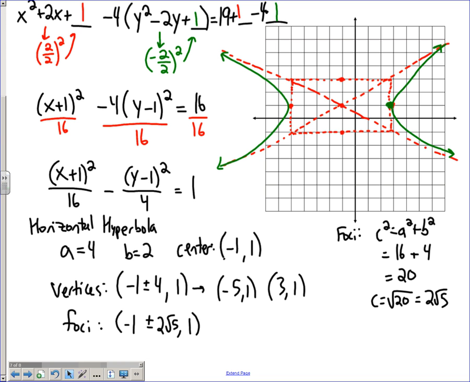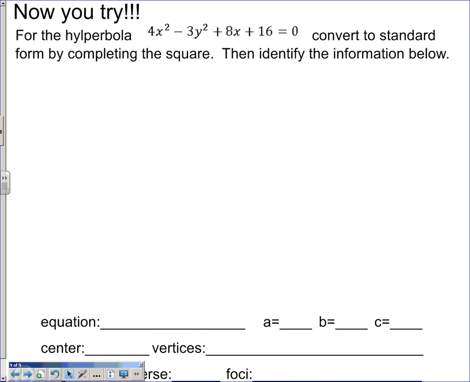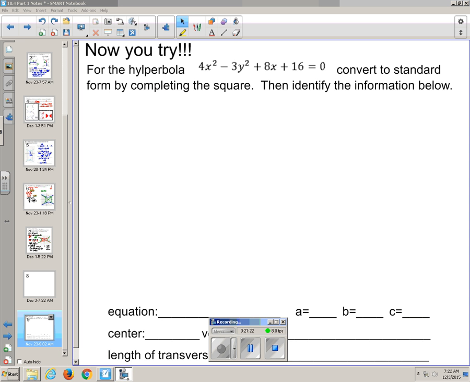There's one more problem for you guys to try on your own. You have to complete the square and then identify a little bit of the information that's asked. So the equation, ABC, the same information that we've been finding for all these types of problems. So go ahead and try that extra problem here. And we'll check our work in class.